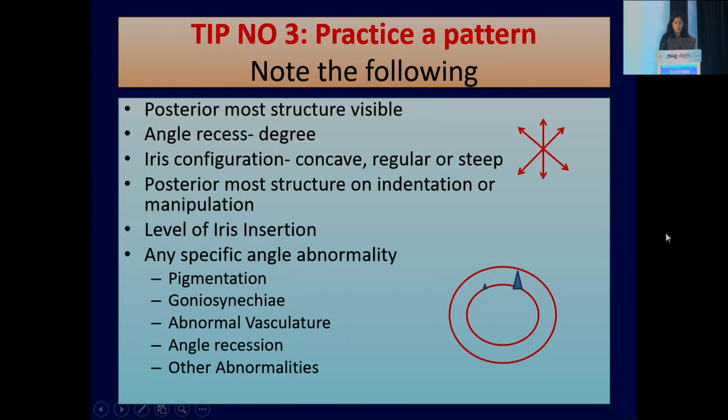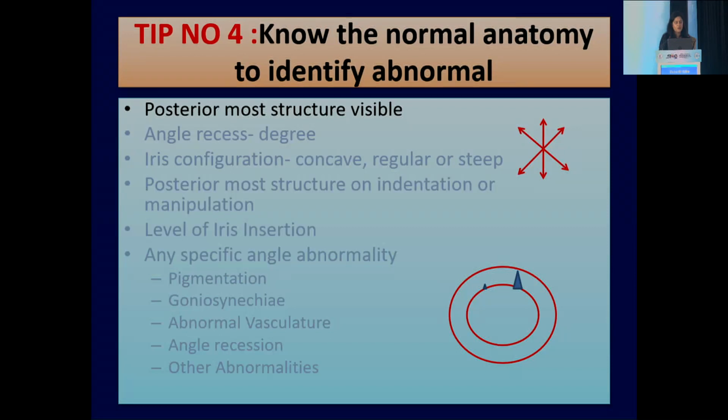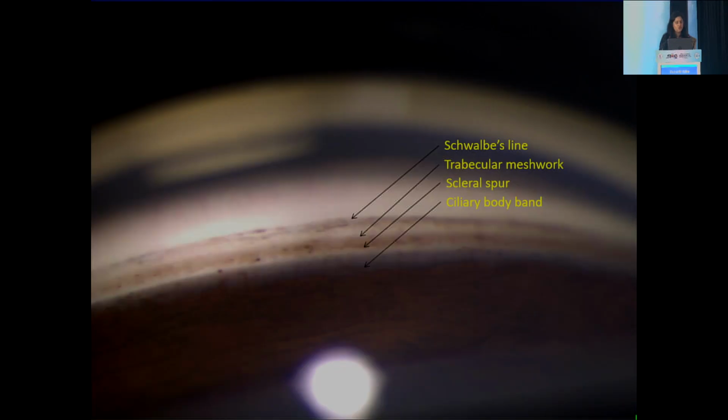If you press on the gonioscope too much in a Zeiss type gonioscope, it will cause corneal folds as can be seen in the picture, and it will lead to artificial opening of the angle because it pushes the aqueous into the angle. Also, when you do gonioscopy, it is important to form a pattern, and it is also important to follow a pattern. So the first thing to note is what is the posterior most structure visible.